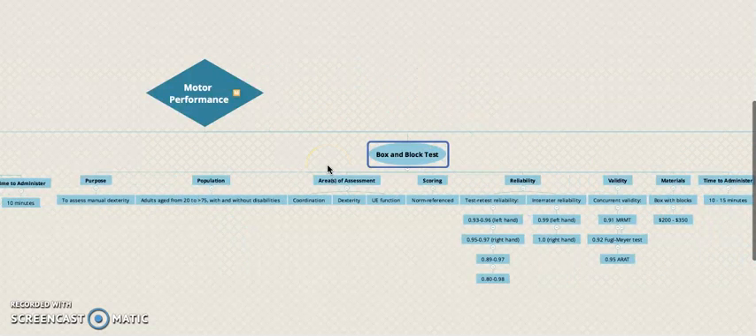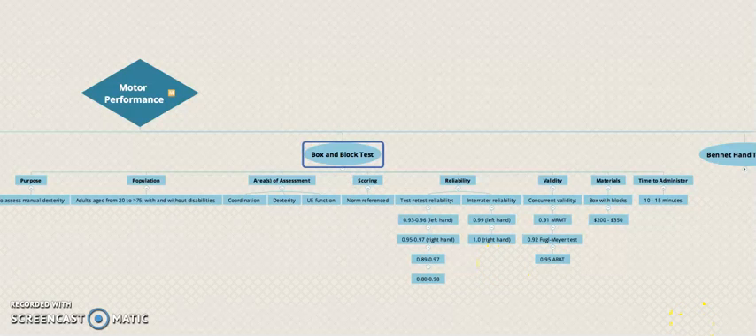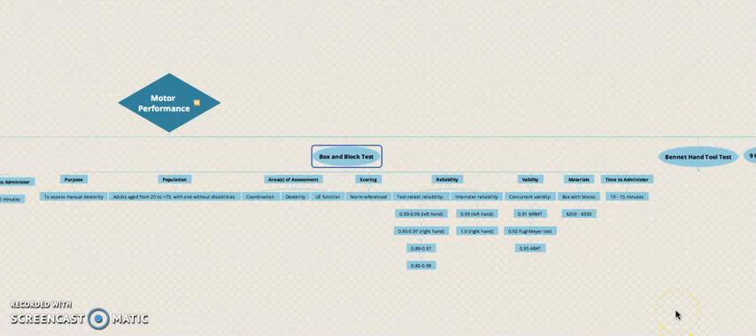Next, we will be looking at the box and block assessment. The purpose of this assessment is to assess manual dexterity, typically used with adults aged from 20 to over 75 years old, with and without disabilities. The areas of assessment are going to be coordination, dexterity, and upper extremity function. The scoring is norm referenced, and the reliability includes test-retest reliability and inter-rater reliability, and we do have concurrent validity. The materials used are a box with blocks, and it takes about 10 to 15 minutes to administer.